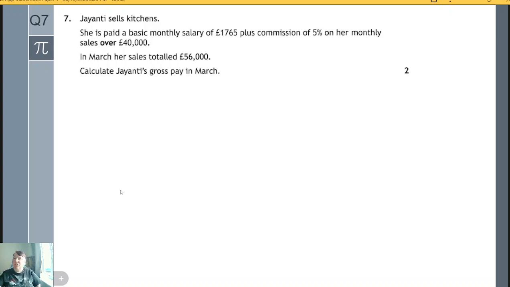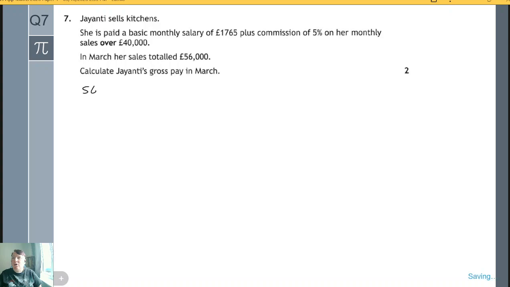Question 7. Gianti sells kitchens. She's paid a basic monthly salary of £1,765 plus commission of 5% on her monthly sales over £40,000. In March, her sales totaled £56,000. Calculate her gross pay in March.